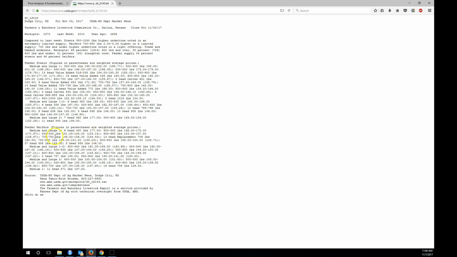Now let's compare similarly sized steers and heifers. So here, I'm going to try to find a 650 to 700. Here's 600 to 650 pounds. Those are offered for 153 to 157. And a similarly sized steer is going to be offered for 157 to 165. So you see the price of the steer is higher than the price of the heifer.